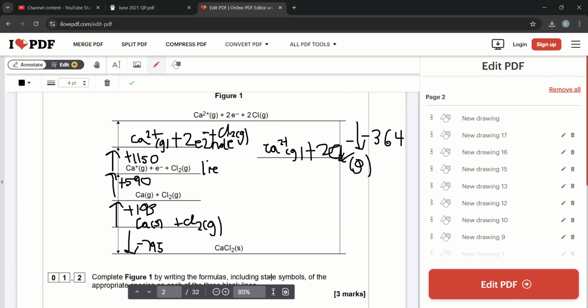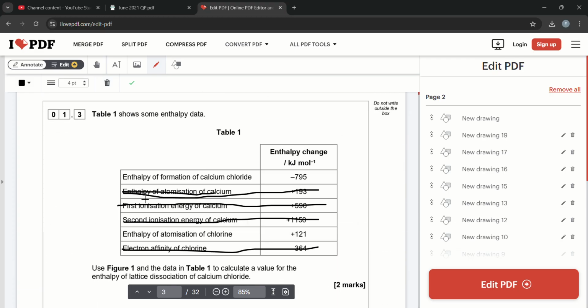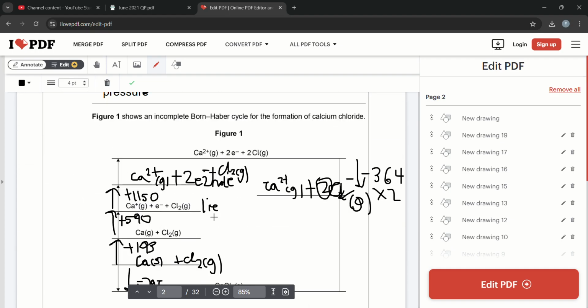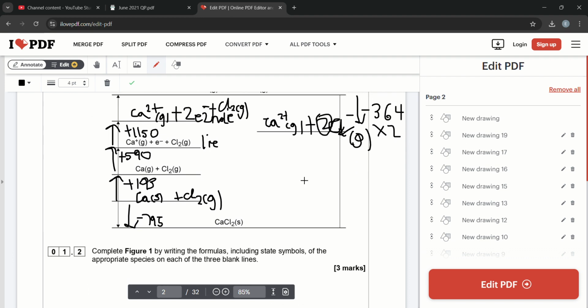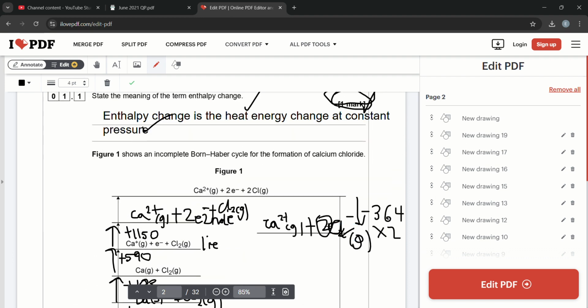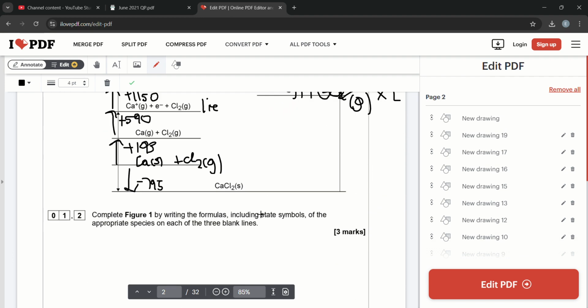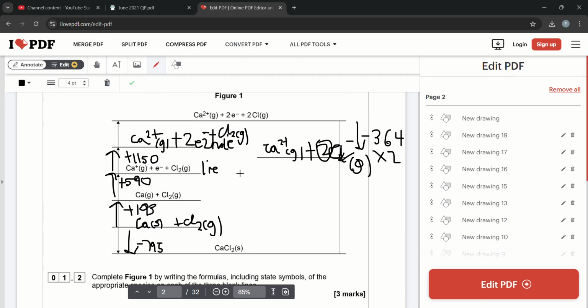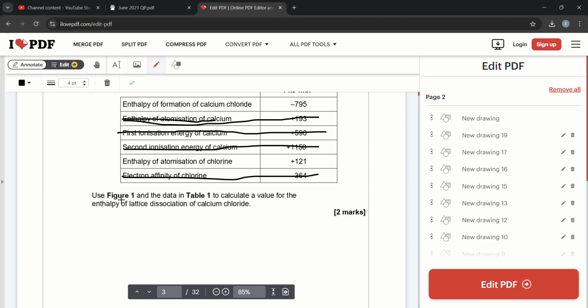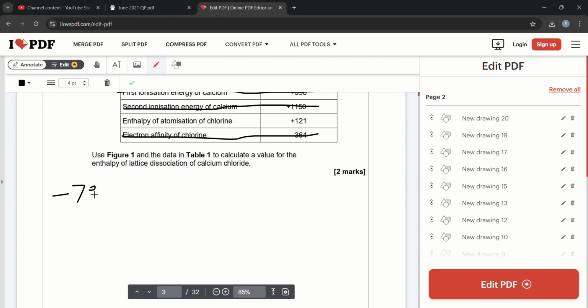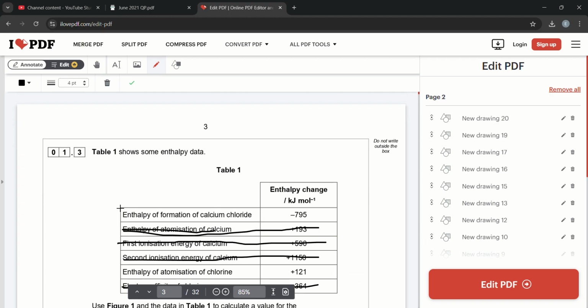And just before I carry on, this should be times by 2 because we have 2 chlorides and we're trying to find the electron affinity of chlorine. So this is how they trick you out. You look at it, you think it's a nice question, which is not a bad question, but you do need to know these small tricks. If you have 2 chlorines, you've got to times by 2, etc. So it's going to be minus 795, because that's the enthalpy of formation of calcium chloride, right?